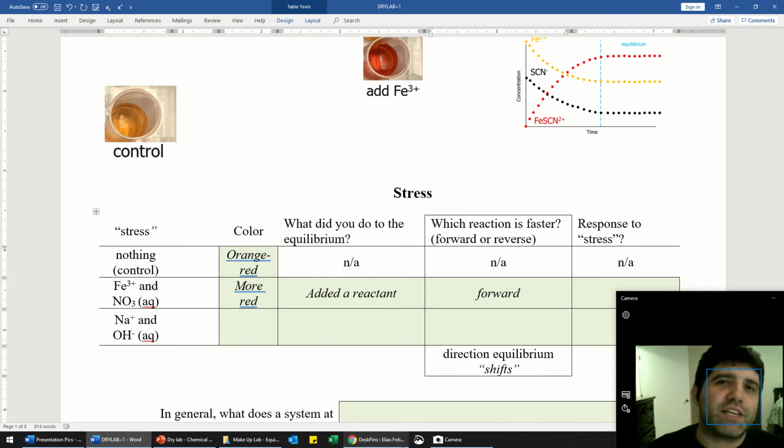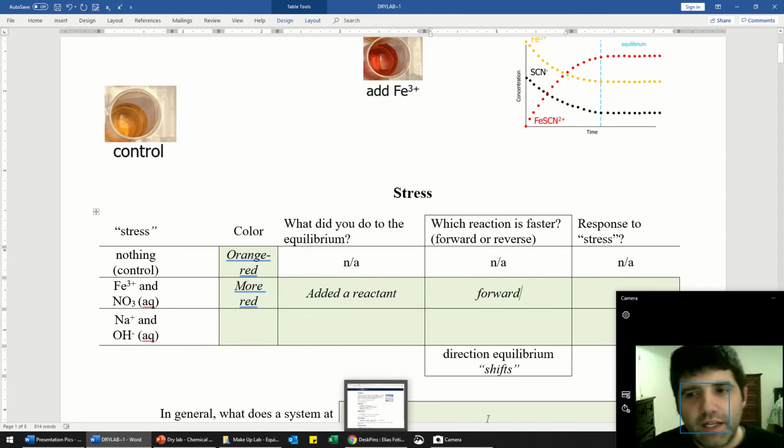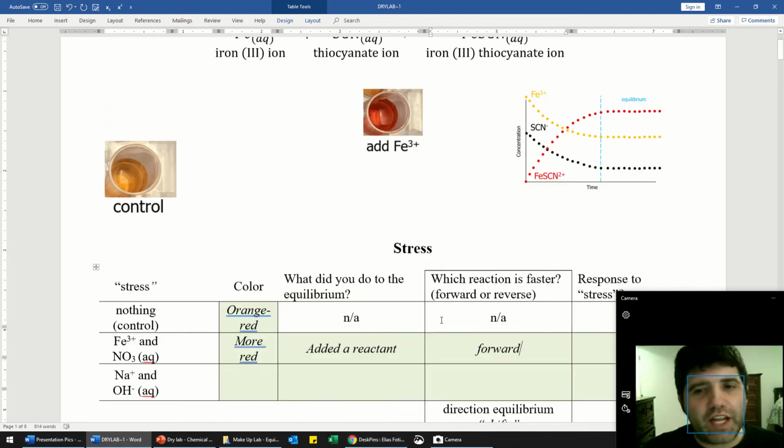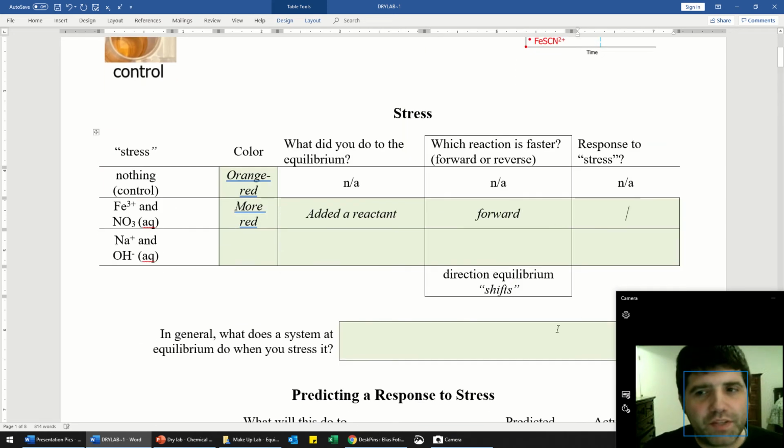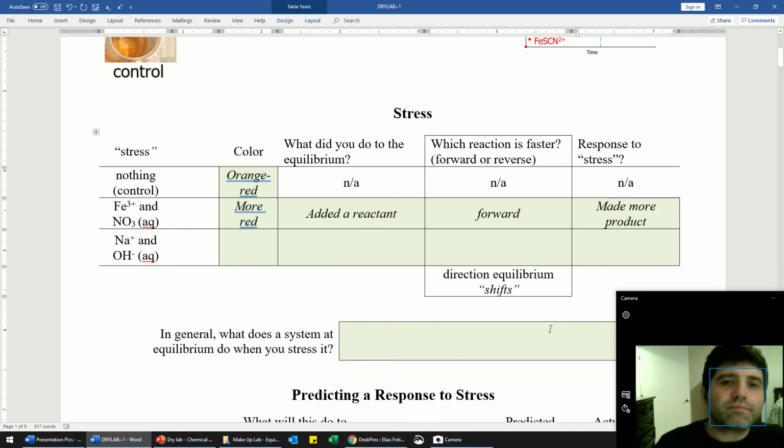So the term for this is we say that the equilibrium shifts. So in our case, it shifts to the right, shifts forward. And so as a result, what we saw happen was we made a little bit more product as a result of that happening, as a result of the shift. So the response to the stress was it made more product.